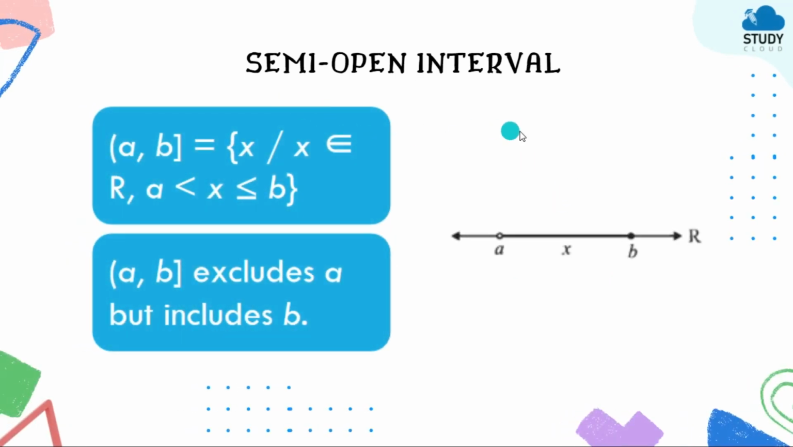Then next is semi-open interval. Now here X will belong to R and A will be less than X, but X will be less than or equal to B. So in this part you will include B, but you will exclude A. If you see this picture here, A will not come into the account, but we will take X and B into account here. Hence it is known as semi-open interval.